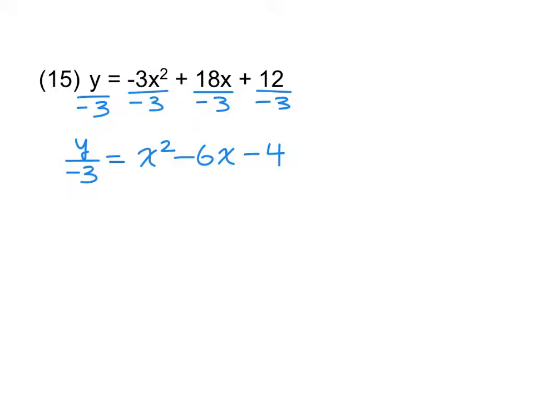Next step, add the 4. Isn't it y over -3? What? No, not in this case, because that's only, like, if you're thinking of the activity from yesterday, that's only when you're finding the roots. Right? If we're putting it in vertex form, we leave it as y.